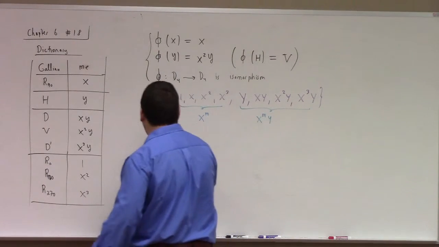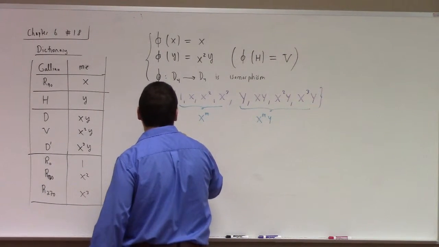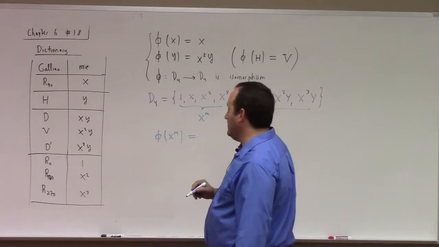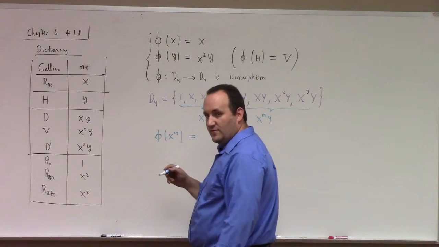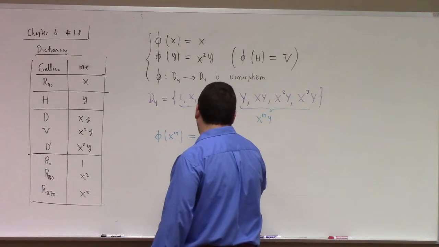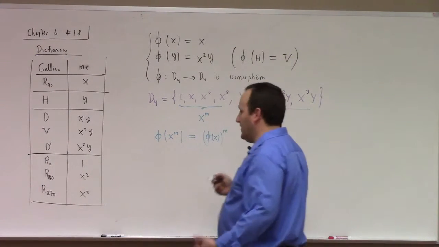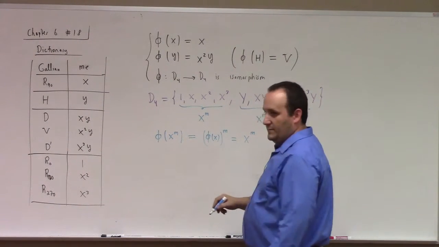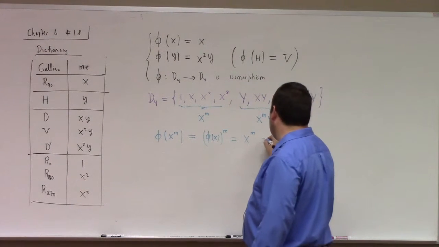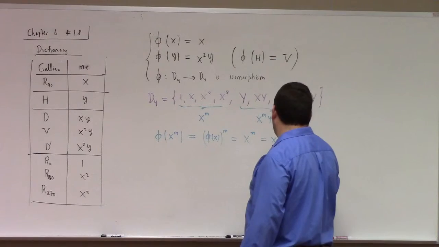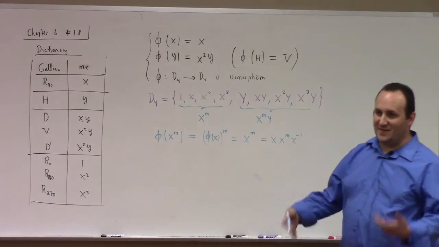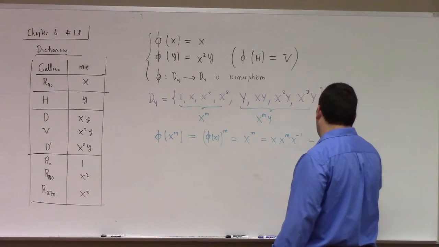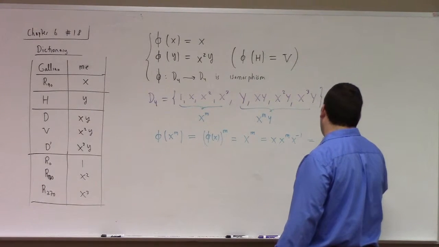So first of all, check it out. Phi of x to the m, right, is what? By definition, it's an isomorphism. So by what we worked out the other day, that's phi of x to the m. But hey, phi of x was given to be x. So this is x to the m. And if you tilt your head and squint, you can see that that's x times x to the m times x inverse, right? By laws of exponents, yeah. And so there you go. That is phi, the automorphism, the inner automorphism induced by x, acting on x to the m.